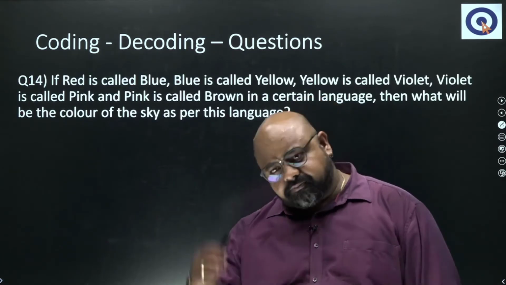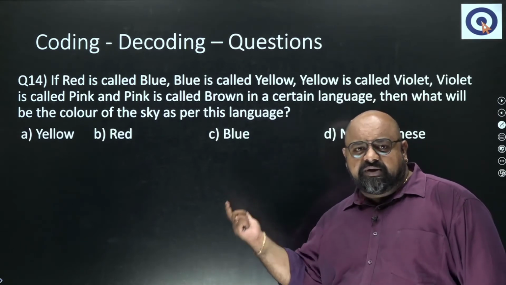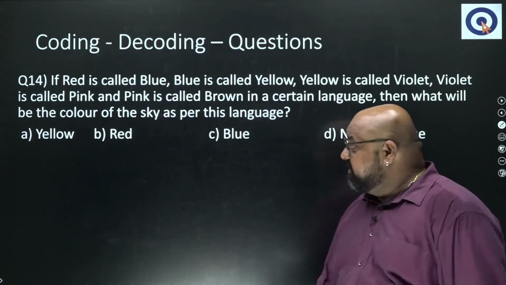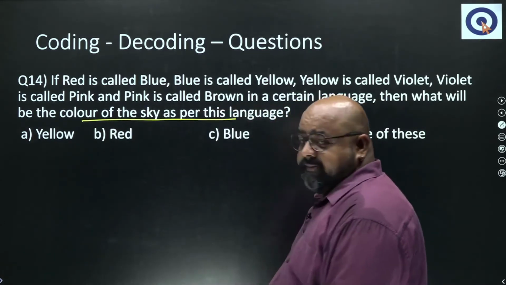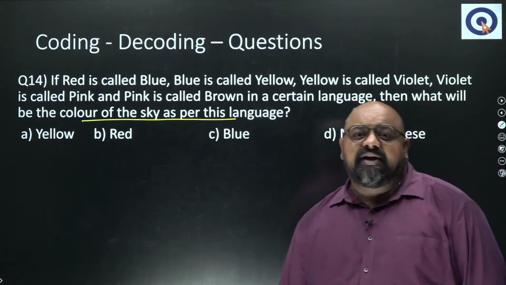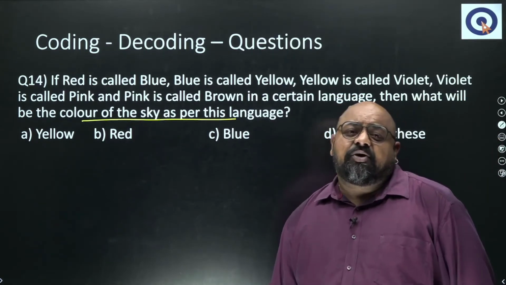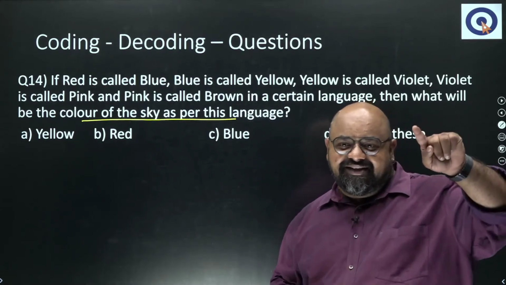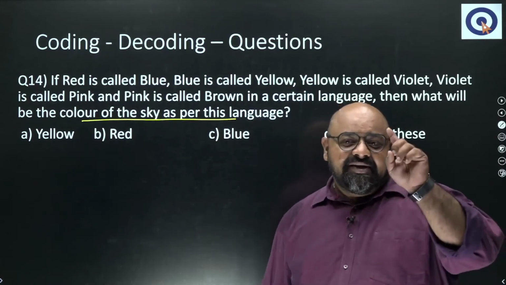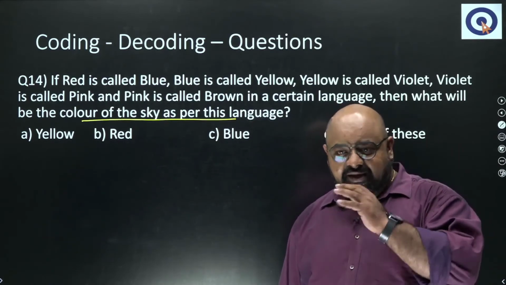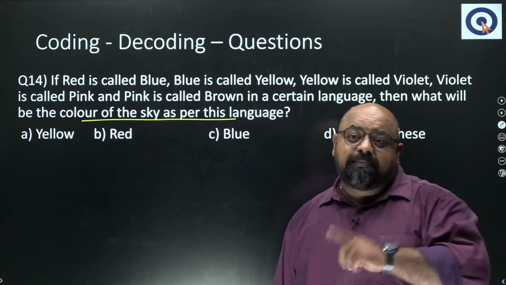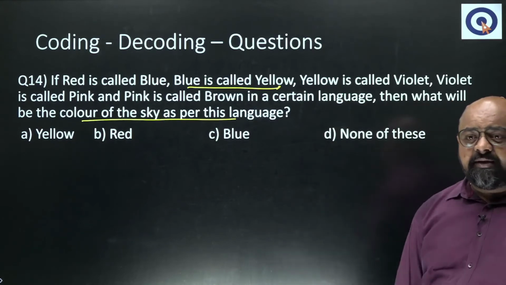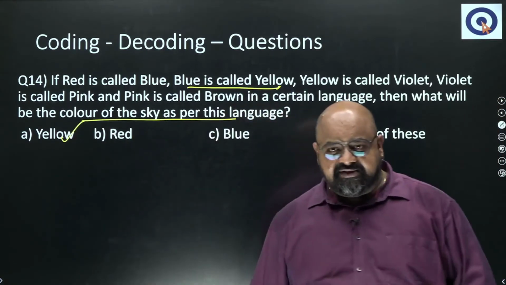Word to word, one type of question is this. The colors are given different names and then there is a question. Start with the question. What is the color of the sky? Right? And what does this language say? Red is called blue, blue is called yellow, yellow is called violet, violet is called pink, pink is called brown. This is a complete cycle. So you don't start from one point and reach the last point because then the cycle will continue. Just looking for one word. What is the color of the sky? Normally the color of the sky is blue. And what is blue called in this language? Blue is called yellow. So according to this language, the color of the sky is yellow. That's it.